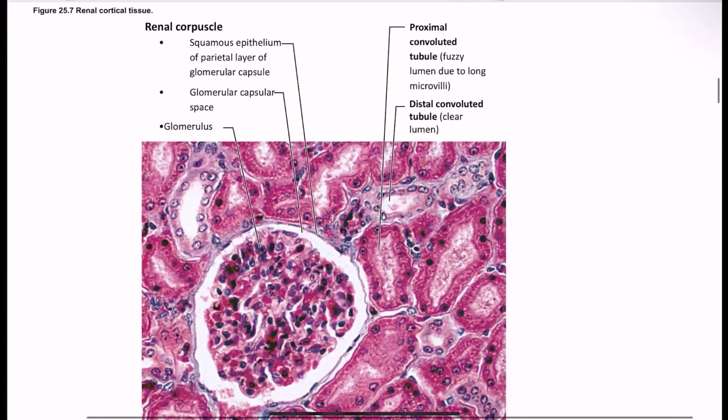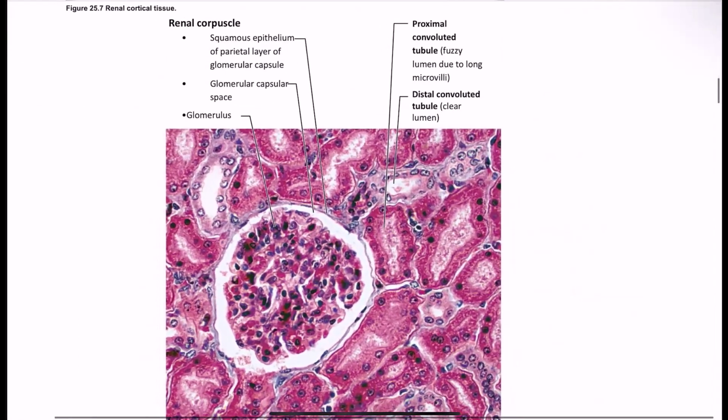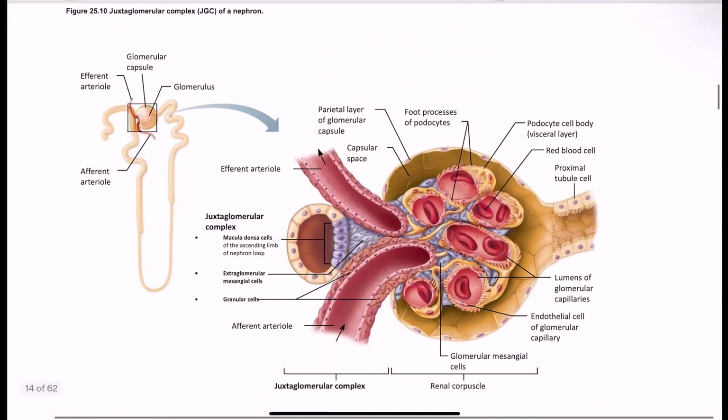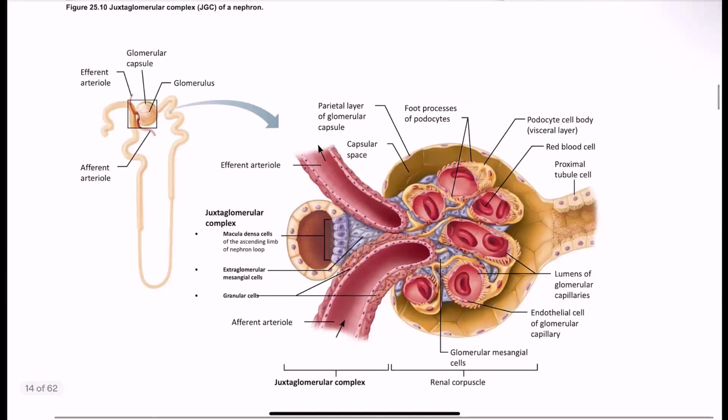Here's a nice picture from our textbook showing you a section of the PCT. There's a little bit of the DCT here too. So anyways, just so you can look at it if you want to. We are going to pause this video and I'll start a new one to finish up the rest of urinary system anatomy.